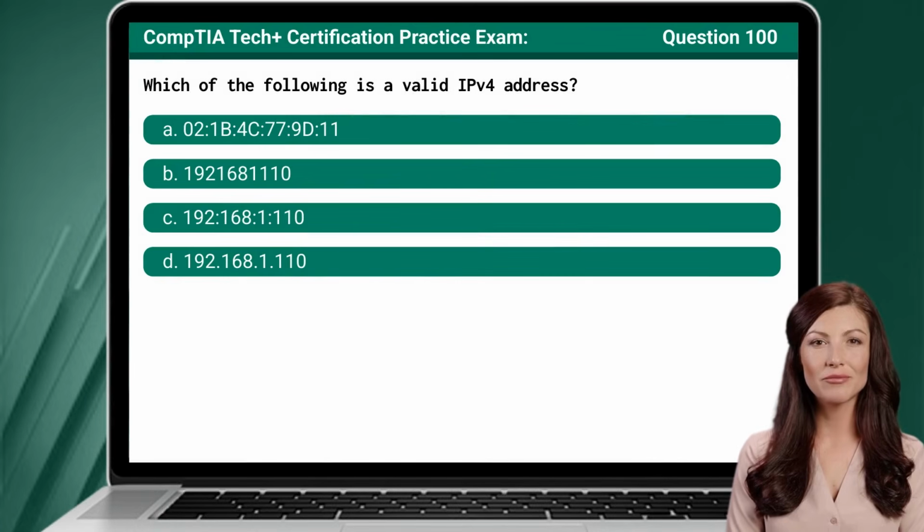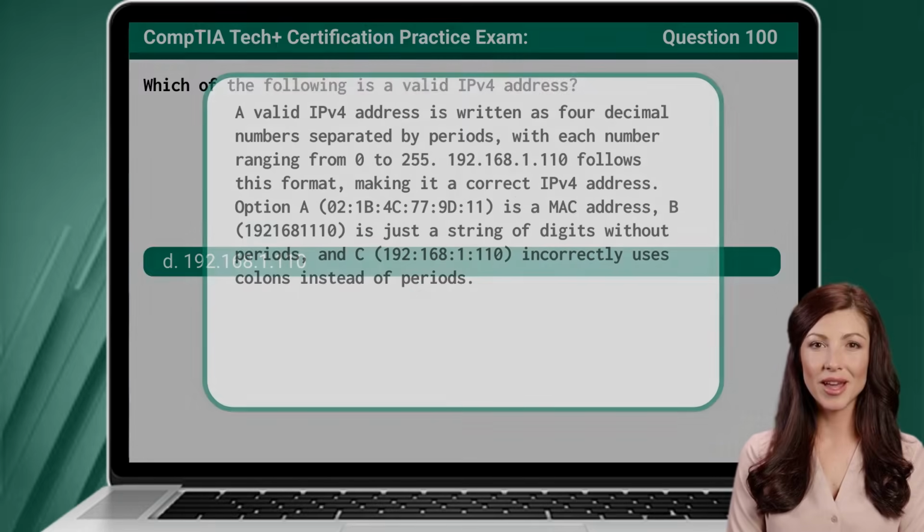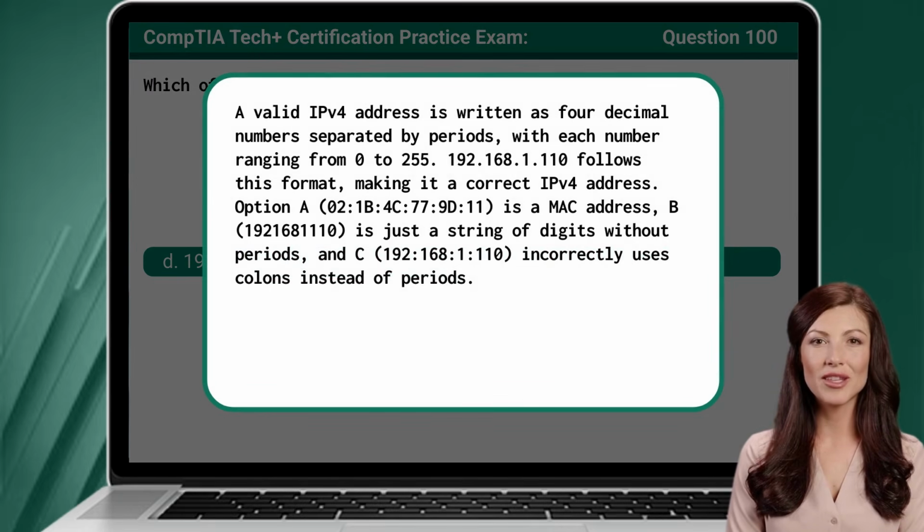Question 100. Which of the following is a valid IPv4 address? The answer is D. 192.168.1.110. A valid IPv4 address is written as 4 decimal numbers separated by periods, with each number ranging from 0 to 255.